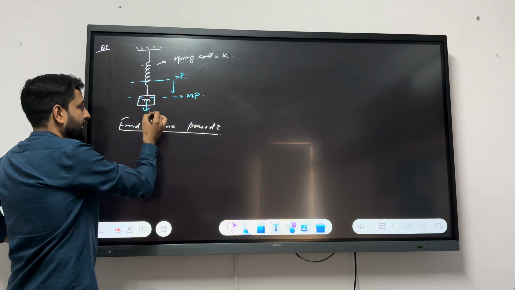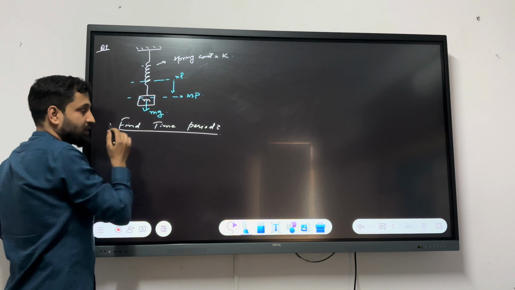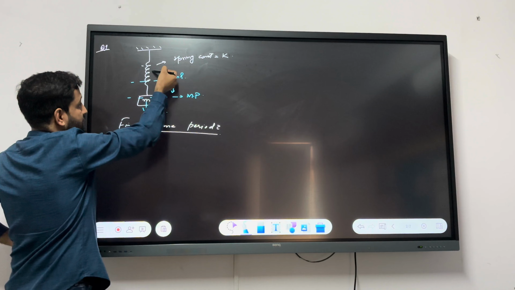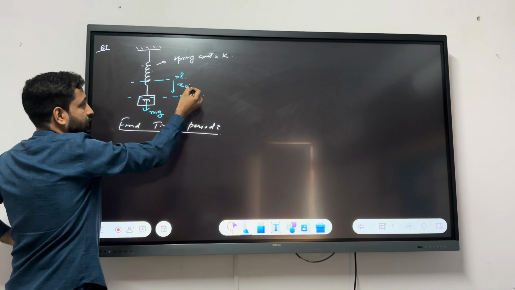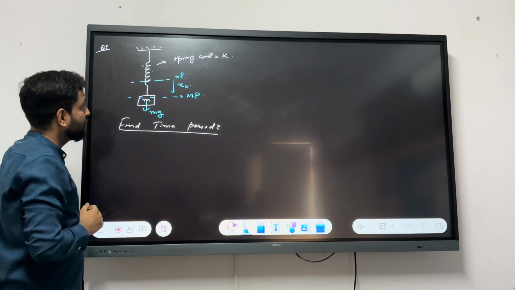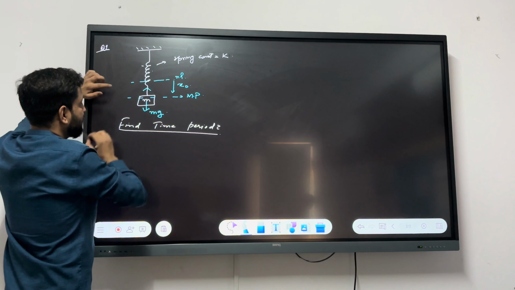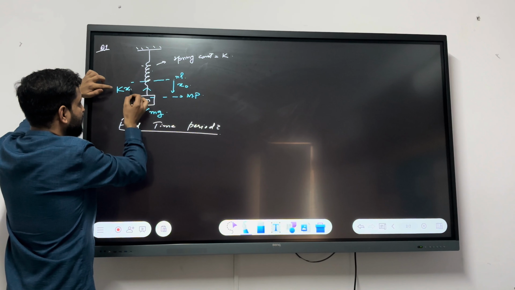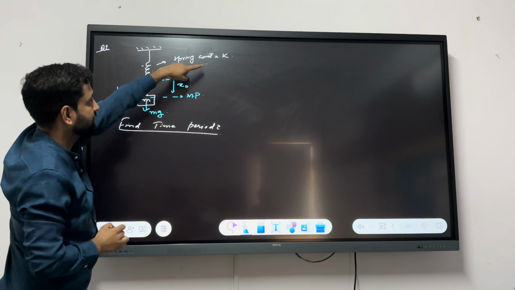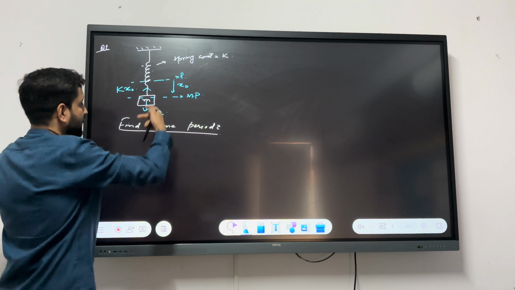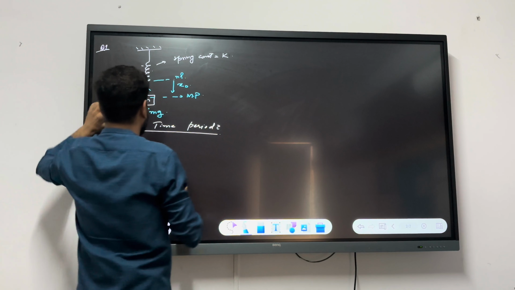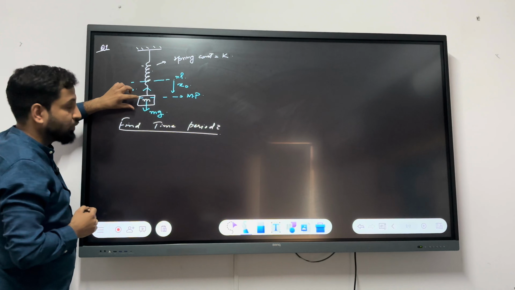Here we can find that there is force mg downwards. Now the spring is elongated by some x naught. In the upward direction there will be the spring force, that's kx naught, because the spring constant is k. Now, is this the equilibrium position? Yes, obviously, this body is at rest.